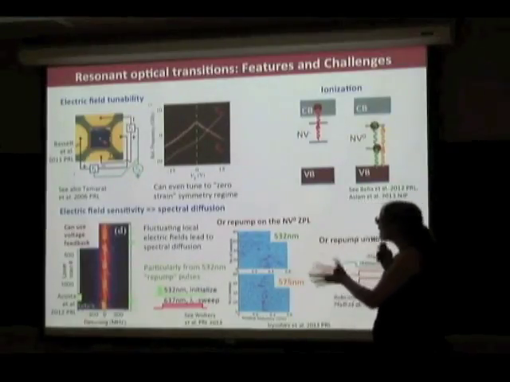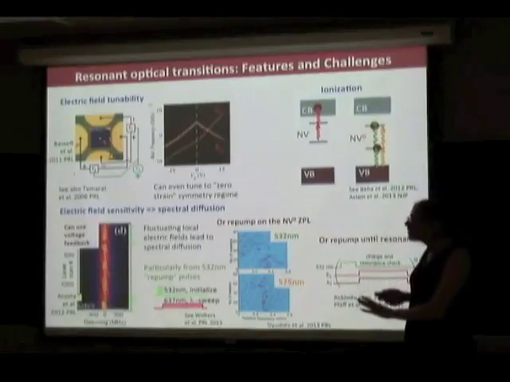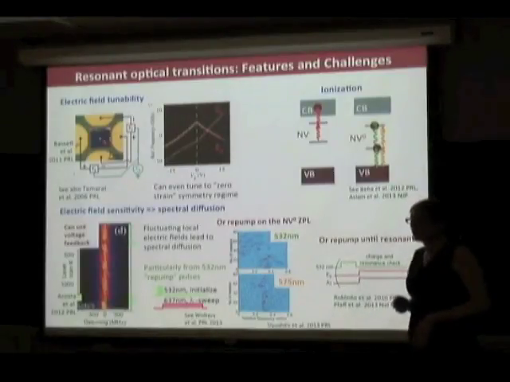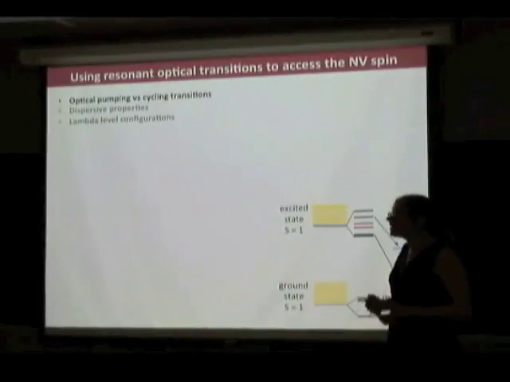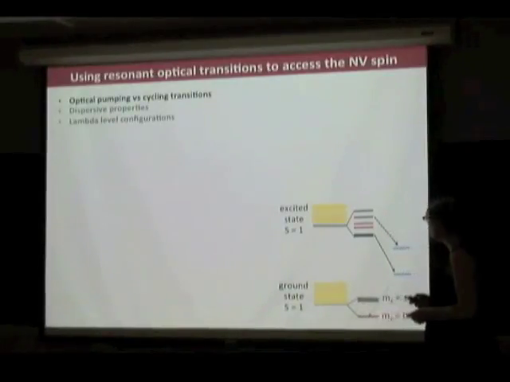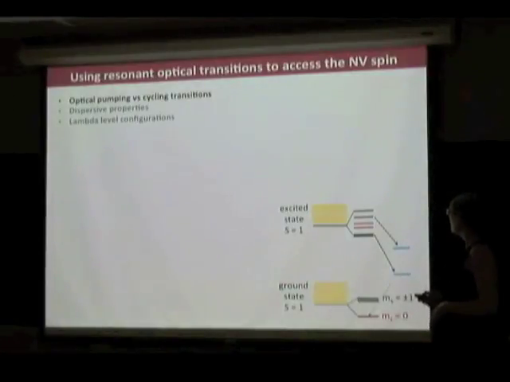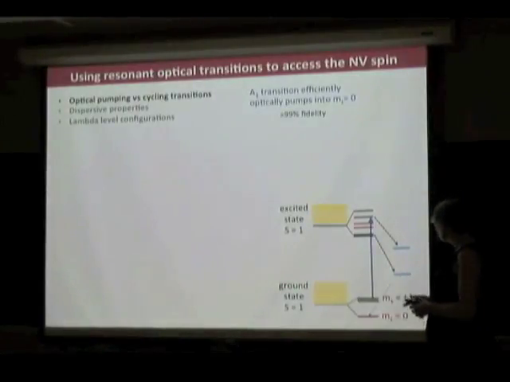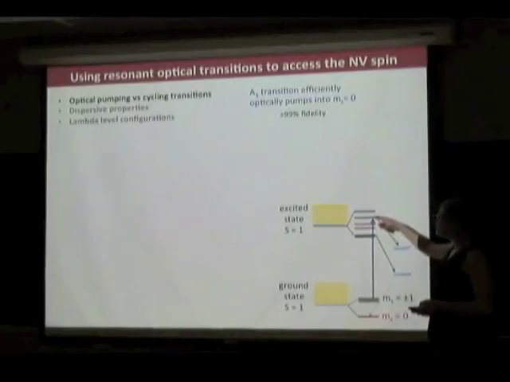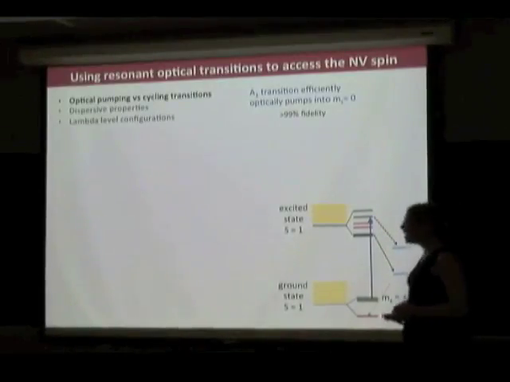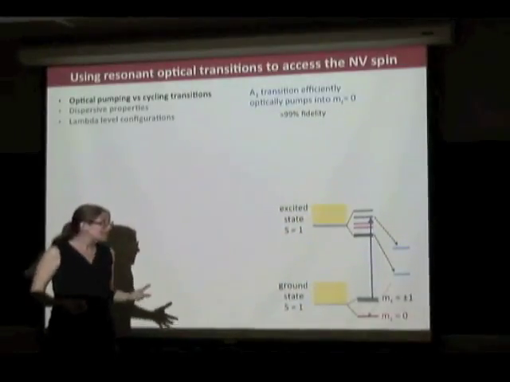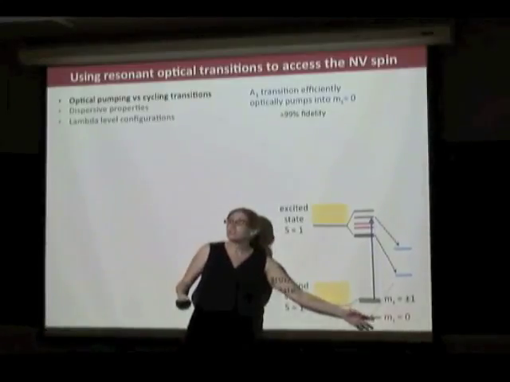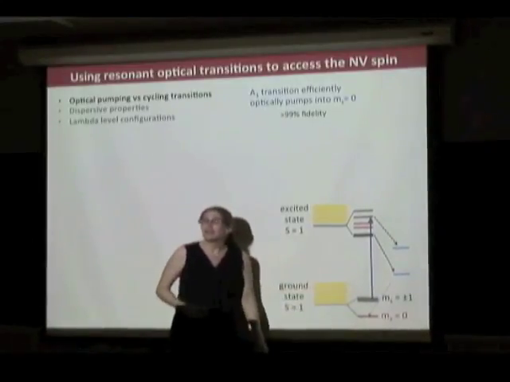Okay, so with these caveats of some of the features and challenges associated with the resonant optical transitions, let me talk a little bit about how you can use them to access the spin degree of freedom. One of the simplest things that you can do is optical pumping. That is, if you resonantly drive a transition into a state that has a relatively high probability for its spin to flip, then if you keep the light on that transition, eventually the spin will flip and it'll all end up in the other spin state from which it can't be excited.